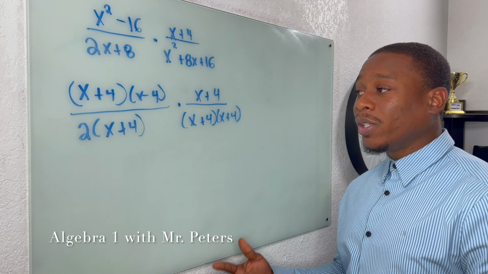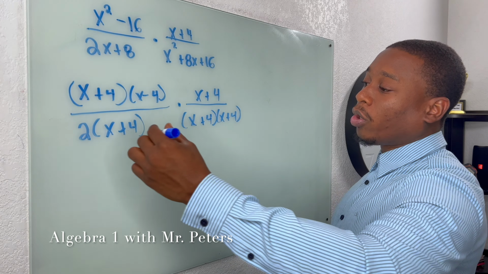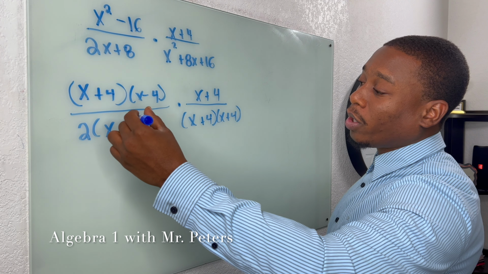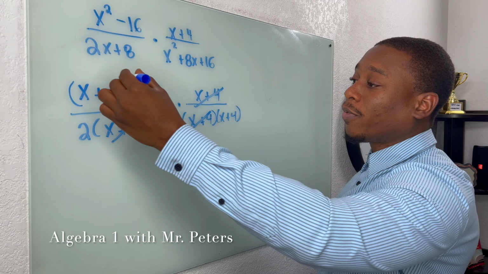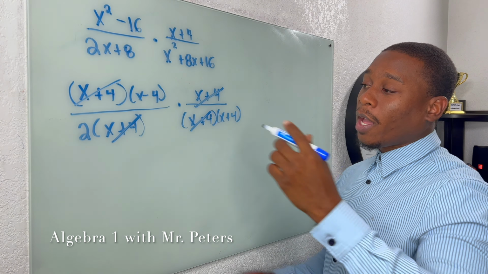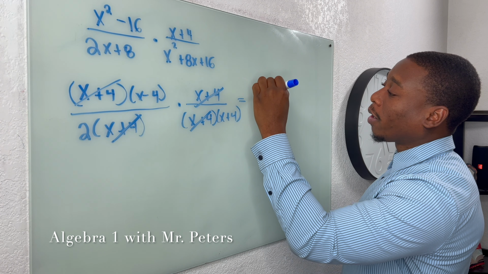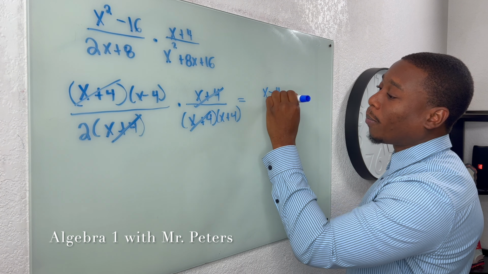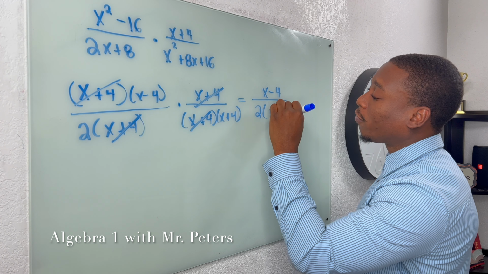Now, how can we simplify these? This is what we could do. We could cross cancel, right? We could cancel x plus 4 with x plus 4, and again. And then what we're actually left with right now is going to be x minus 4 on top divided by 2 times x plus 4.